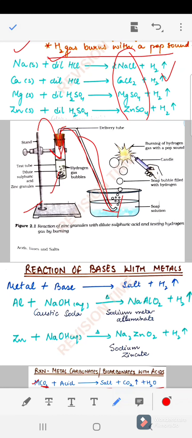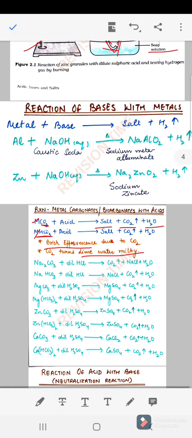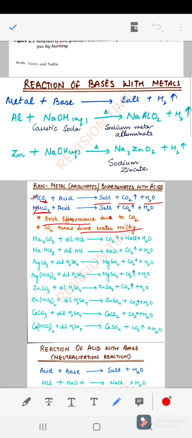In this beaker we have soap solution. So the soap bubbles that are filled with hydrogen gas will rise up, and when we bring the burning candle near to it, we will see the hydrogen gas burning with a pop sound. Next is the reaction of bases with a metal. It is the same, we will get salt and hydrogen only.